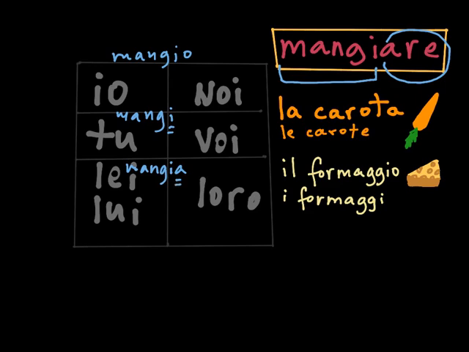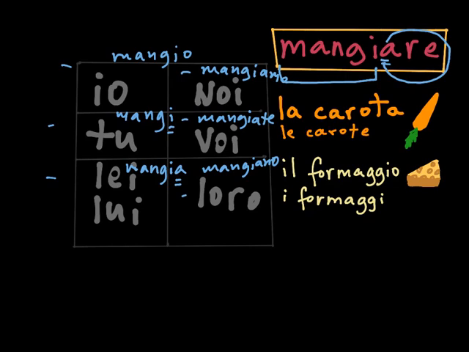Again, we're going to have the A that it is right from here, from the infinitive. Noi mangiamo. Voi mangiate. Loro mangiano. So you have here I eat, you eat, she, he eats, we eat, you plural eat, they eat. So you could make sentences now.